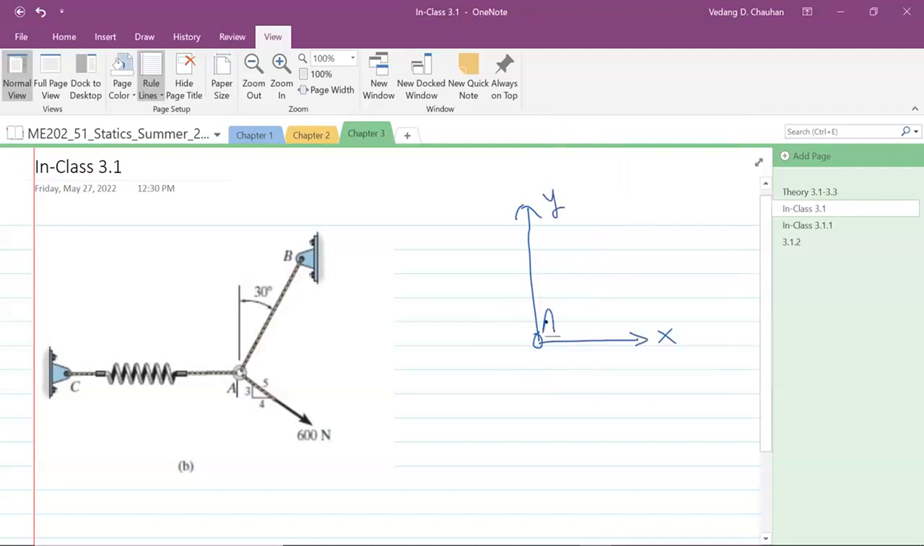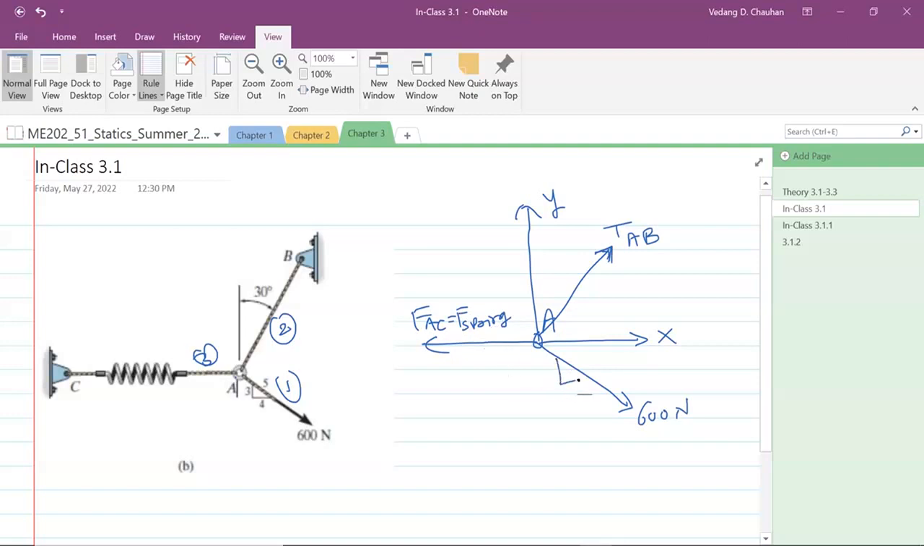So this point is our hook A. There is one force applied to hook A, which is 600 Newton. Second force is force in cable AB. You can call this tension force TAB going away from the hook. Remember, tension always goes away from the hook. And the third one is this force, which is going in cable A to C. That's because of the spring. So we can say that this force FAC is the same as the spring force. Okay, and that completes the free body diagram.